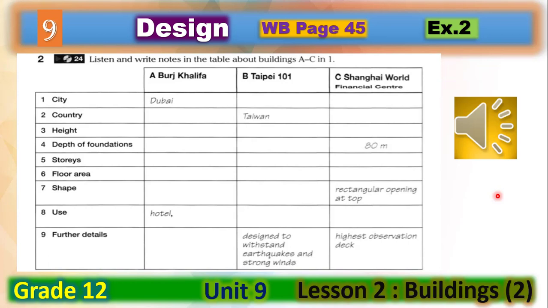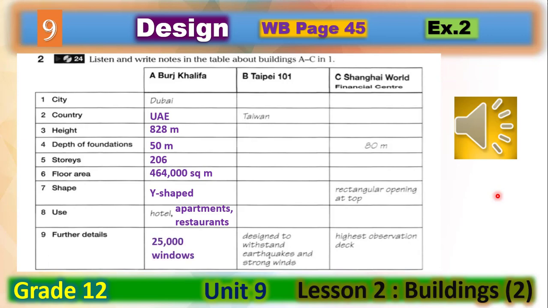Now let's check your answers. And let's start with Burj Khalifa, Dubai. Country, UAE, excellent, United Arab Emirates. Height, 828 meters. Foundations, 50 meters. Stories, how many stories? 206. Floor area, 464,000 square meters. Shape, Y shape. Hotels, apartments and restaurants. Further details, 25,000 windows.